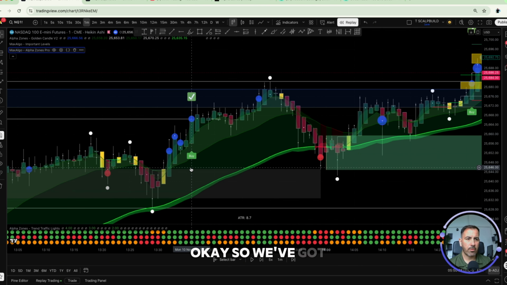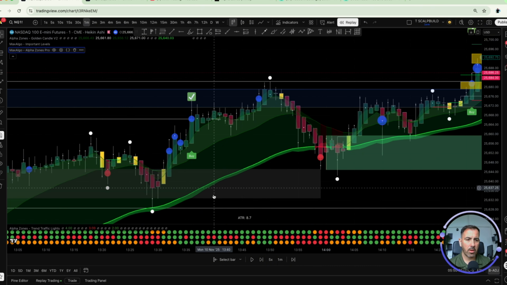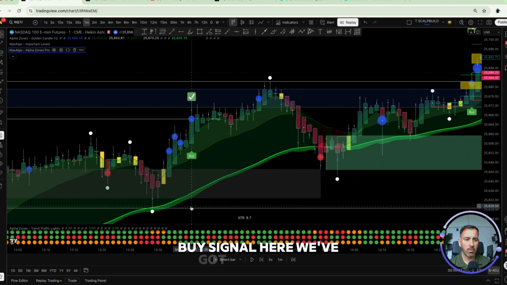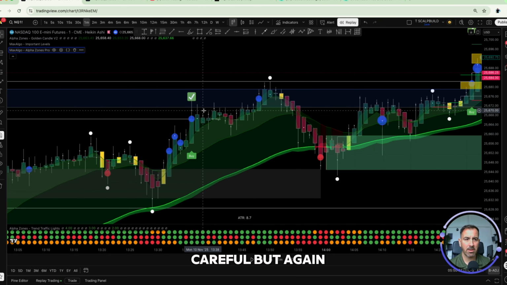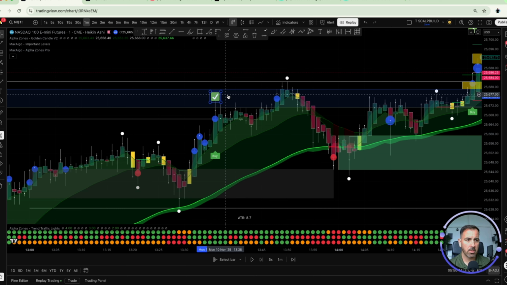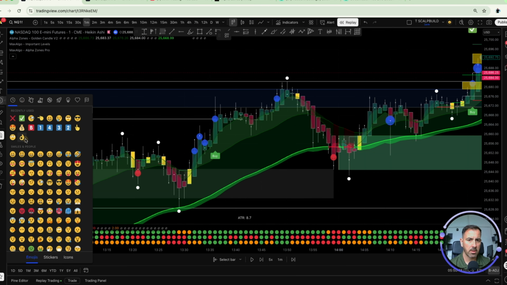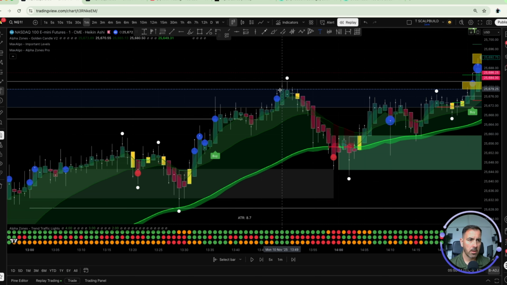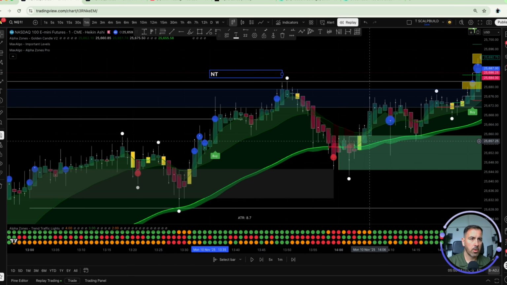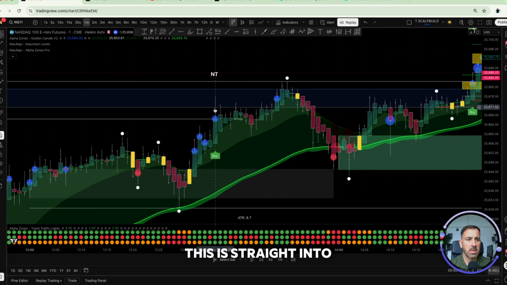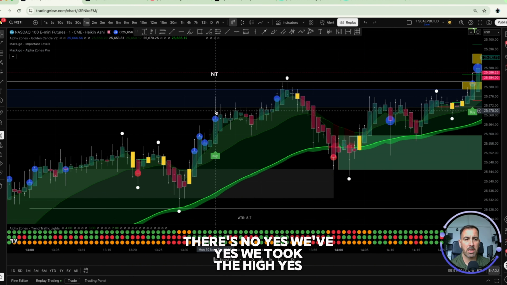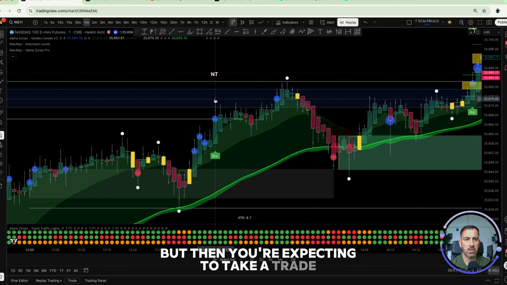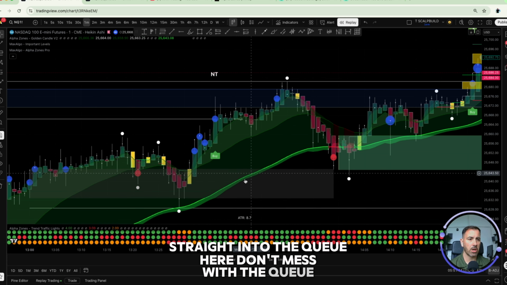Okay, so we've got our buy signal here. We've got 3 green traffic lights. We do have a high here, so we've got to be a little bit careful. But again, would we be taking this trade? Mark this as a yeah. I'm going to say no. Why would we not be taking this trade? I'm going to mark this as a no trade. As we've just been through, this is straight into the Q. We're wicking straight into it. Yes, we took the high, yes, we've closed above, but then you're expecting to take a trade straight into the Q here. Don't mess with the Q.